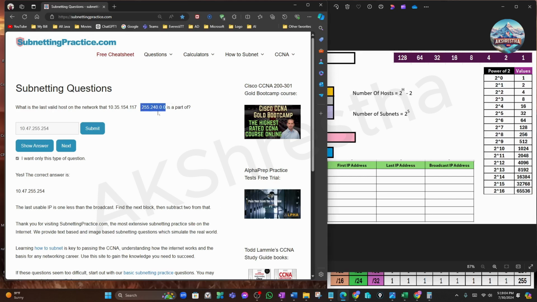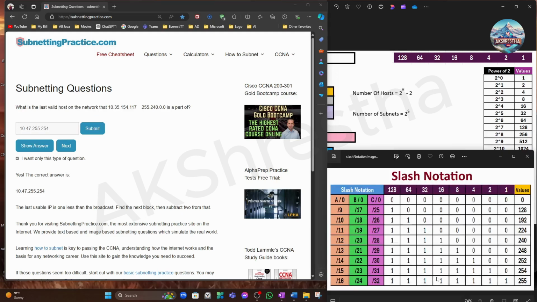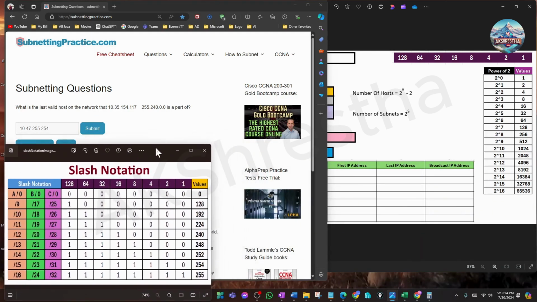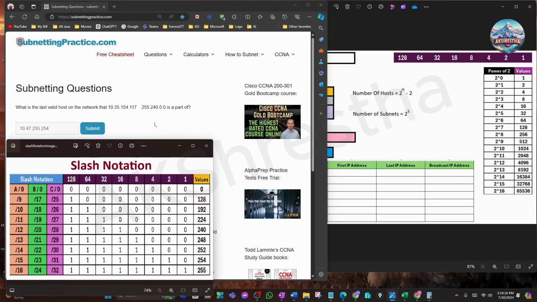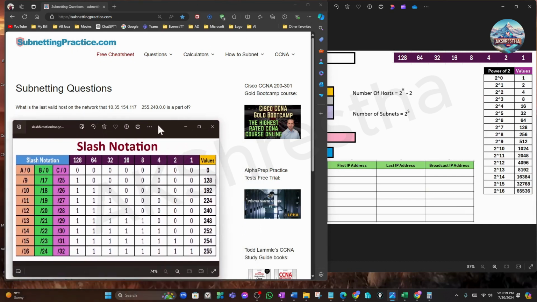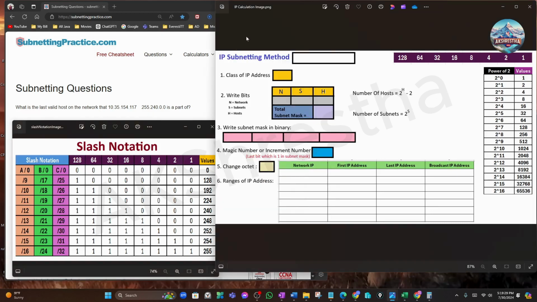255.240.0.0. So sometimes we have a problem. The problem is always which octet we have to change, right? That is always the problem. So for that I have one small step here. If you follow that, you can easily figure out which octet you have to change.